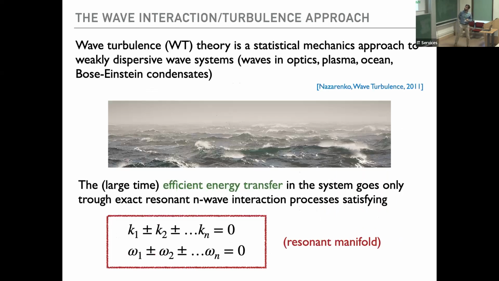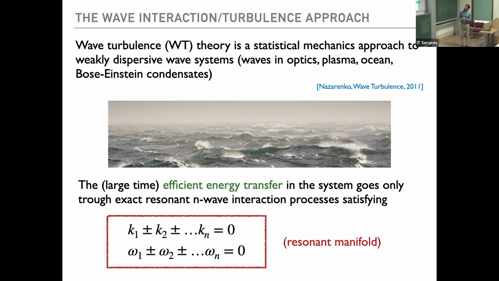So this is the system that we want to play with, and we're going to apply some ideas coming from wave interaction or wave turbulence. So Miguel has mentioned this briefly this morning, but let me try to explain wave turbulence really in a couple of slides. The idea is that wave turbulence is a sort of statistical mechanics approach to weakly dispersive systems. So waves in optics, plasma, ocean, Bose-Einstein condensate. So you can really try to apply it every time that you have nonlinear dispersive PDEs, or in this case, the equivalent of nonlinear dispersive PDEs, but in the discrete world.